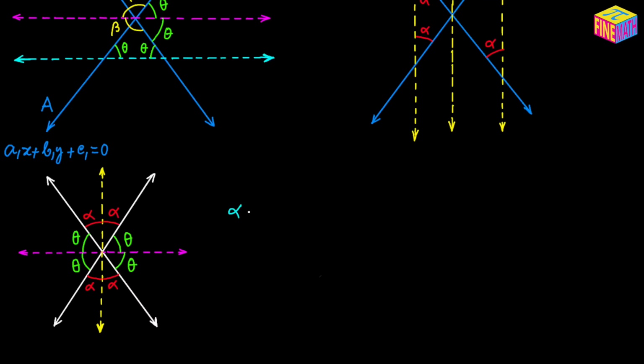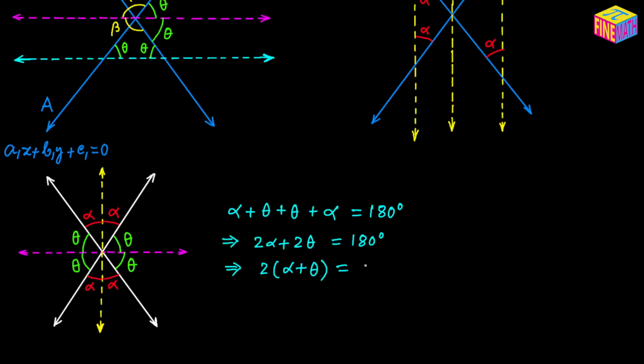We have an alpha plus we have a theta, then we have another theta, and we have another alpha that is equal to one straight angle which is 180 degree. And from here we can write it as 2 times alpha plus 2 times theta is equal to 180 degree, and from here we can say that 2 times (alpha plus theta) is equal to 180 degree, and from here we can easily say that alpha plus theta is equal to 180 degree divided by 2, that is equal to 90 degree. So what is alpha plus theta?